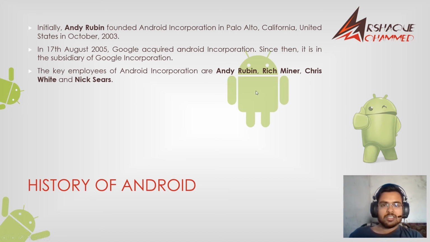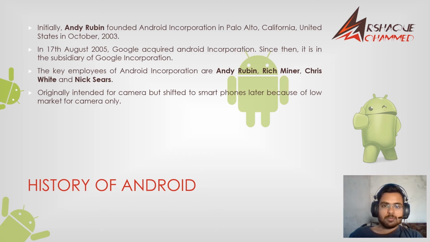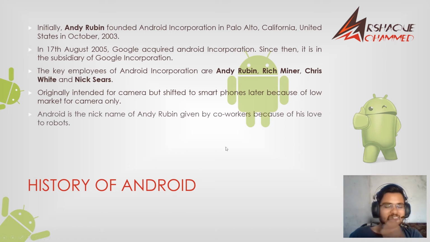You may know Android as a platform for mobile applications, TV, auto, smartwatches also. The intention of creating the Android platform was for cameras, but later it shifted to smartphones because of the market. Android is a nickname of Andy Rubin. It was given by his co-workers because of his love of robots.